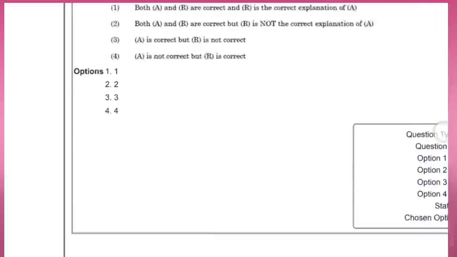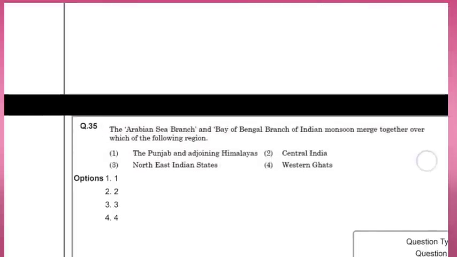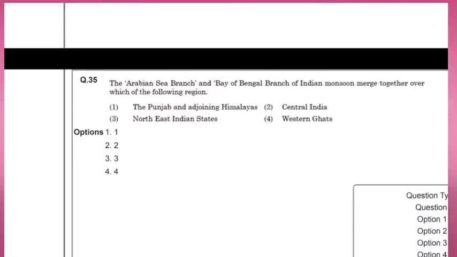And next question: the Arabian Sea branch and the Bay of Bengal branch of the Indian monsoon merge together over which of the following regions? The Punjab and adjoining Himalaya, Central India, Northeast Indian states, and Western Ghats. This is a very important question. So definitely the answer is the Punjab and adjoining Himalaya. Option 1 is the correct answer.